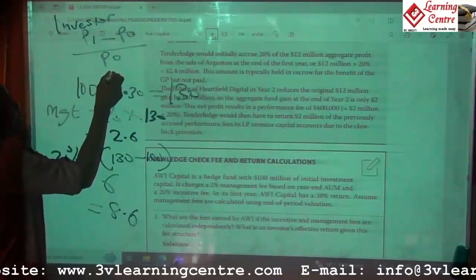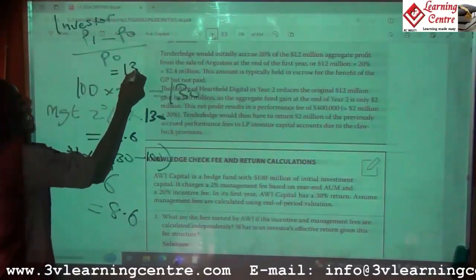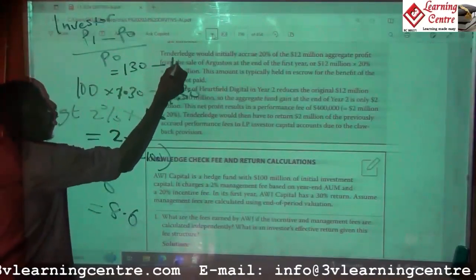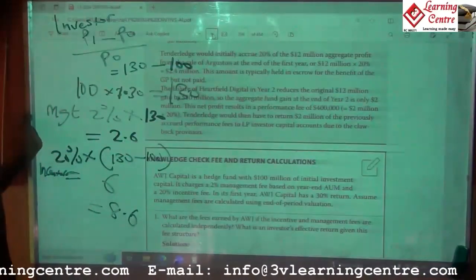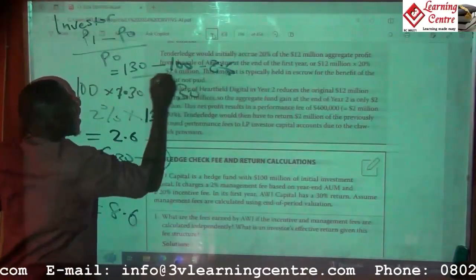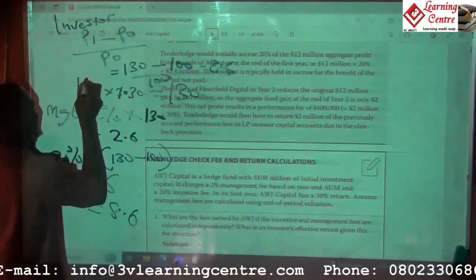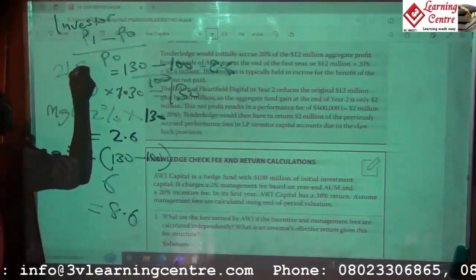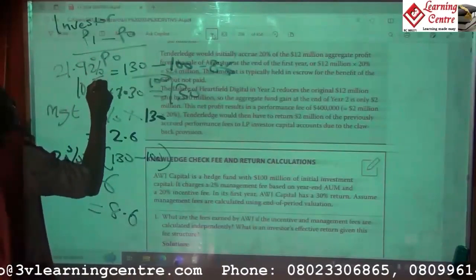So our effective return is going to be 130 minus 100, minus what? Minus 8.6, divided by what? 100. So what do we have as our investors' return? That is 21.92%.